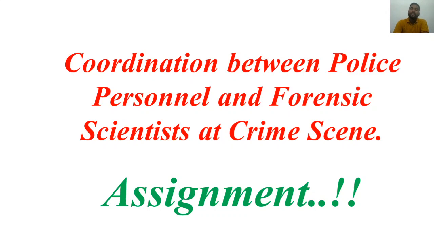Then the forensic team will arrive at the scene of crime, search for the evidences scientifically, collect the evidences, preserve the evidences scientifically, then pack the evidences, seal, label and finally dispatch the evidences from the crime scene to the forensic science laboratory. So that is the coordination between police personnel and forensic scientists at the scene of crime.